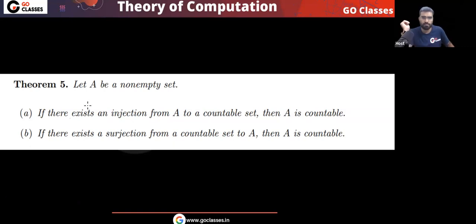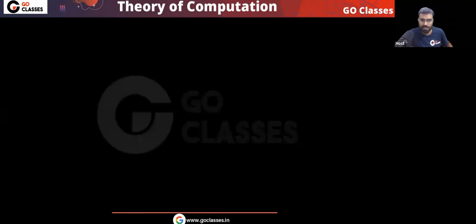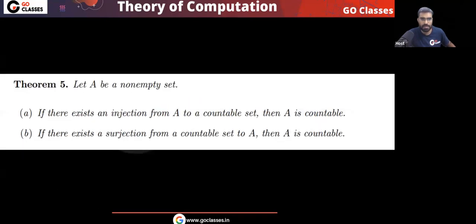Let's assume A is a non-empty set. If there exists an injection from A to a countable set, what can you say? This is an interesting question. Read this: if there exists an injection from A to a countable set. Remember, A is non-empty, and the question is saying that there is an injection from A to a countable set.